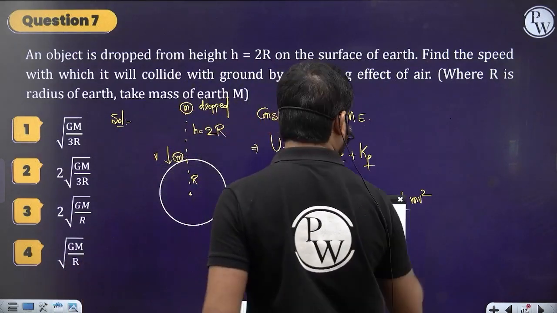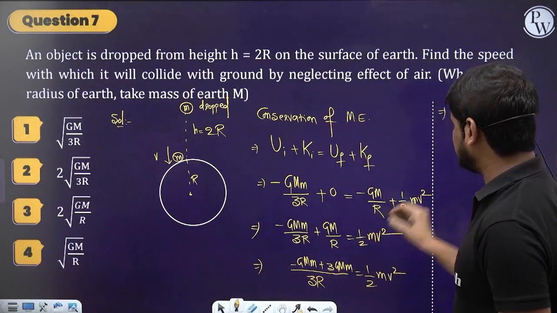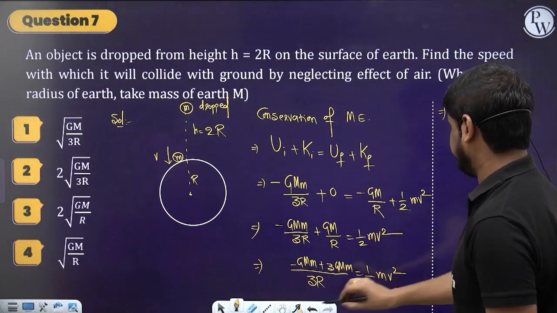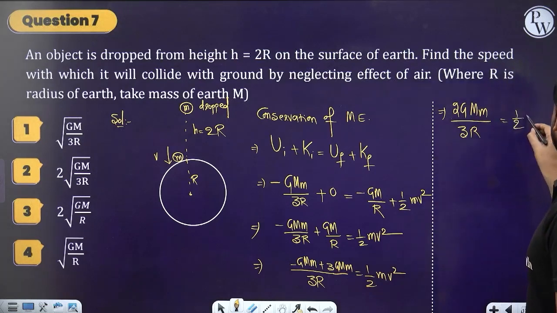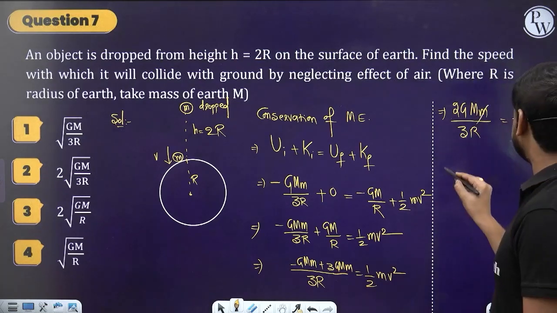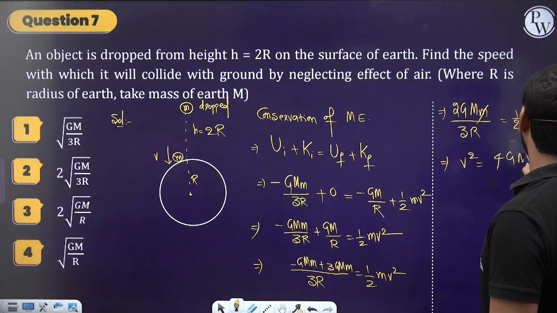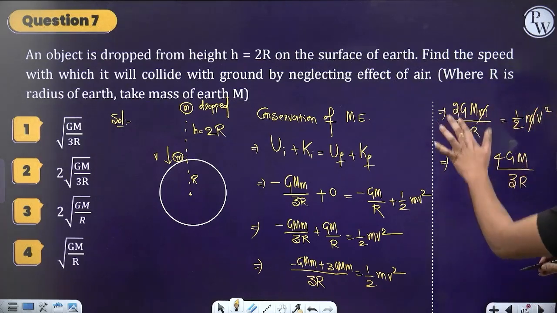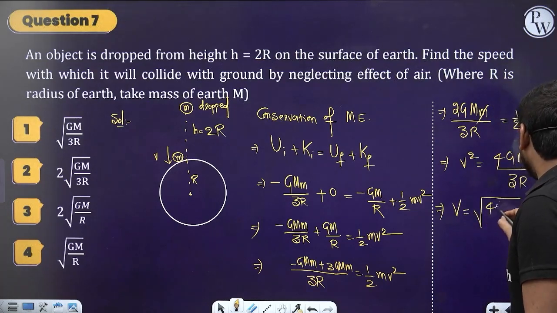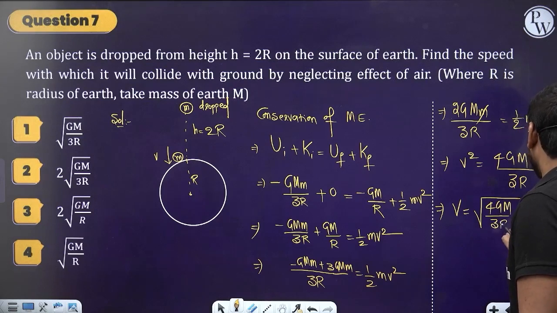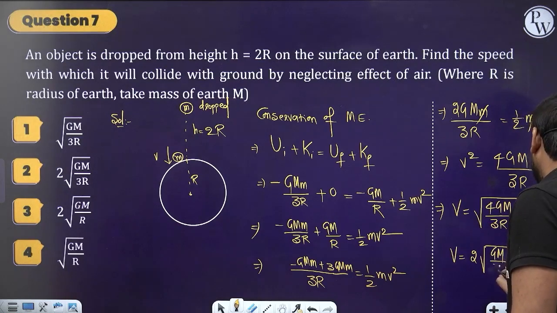Now do the simple calculations here. We can write this as 2GMm by 3r equals half mv square. Small m gets cancelled. So v square equals 4GM by 3r, since I have sent the 2 to this side, 2 into 2, 4. Then v equals the square root of 4GM by 3r. The 4 you can take out, which is 2. So 2 into root over GM by 3r is the correct answer.